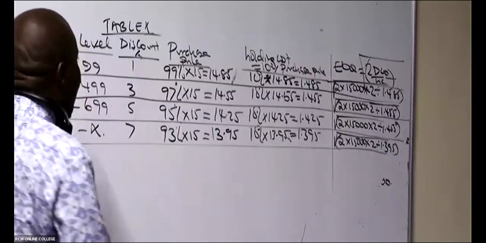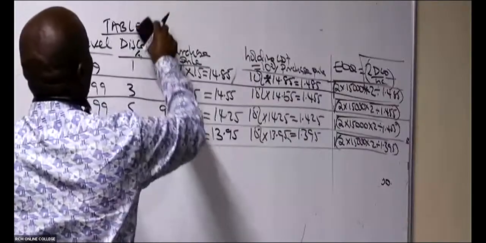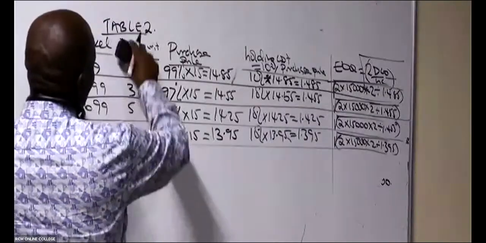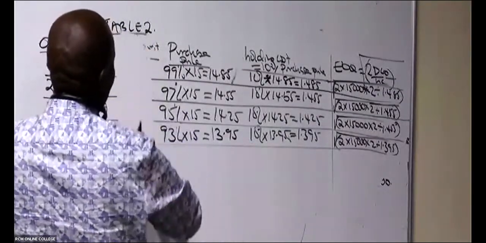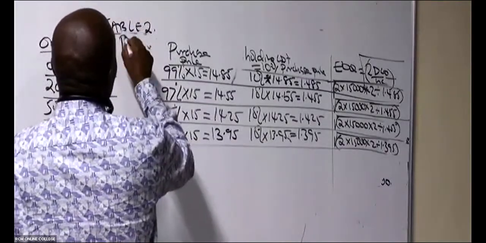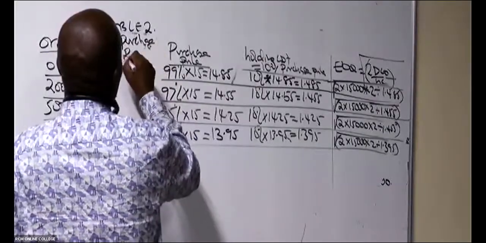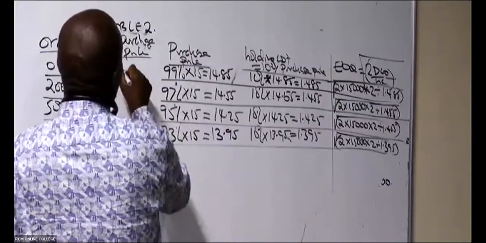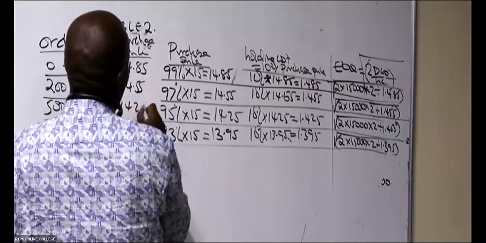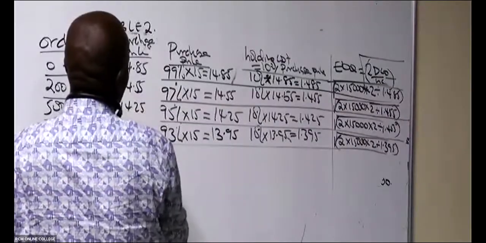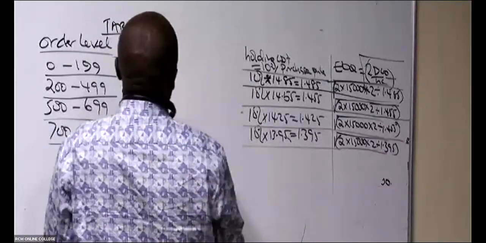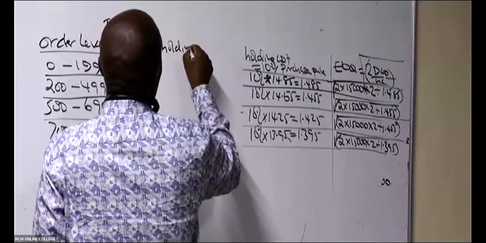So then go ahead and write there, table 2. In this table 2, I will simply copy the order level. I need this purchase price, so I'll copy it: 14.85, 14.55, 14.25, and then 13.95. I will as well copy the holding cost, just the final figures.